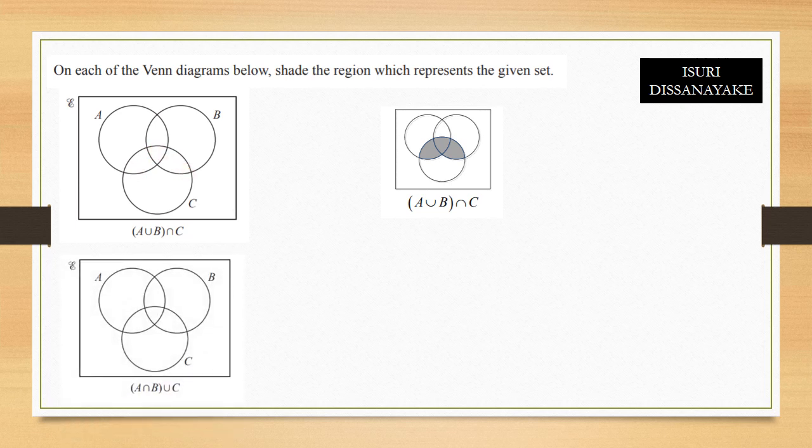Next one, A intersect B, union with C. Firstly, you have to select the intersection of A and B, that is A and B intersection. Union says all with C. So you have to shade all over here A intersection B and everything in C as well, because A intersection B you have to shade. Union means color everything, all. C, then you have to shade C as well. Look at this.